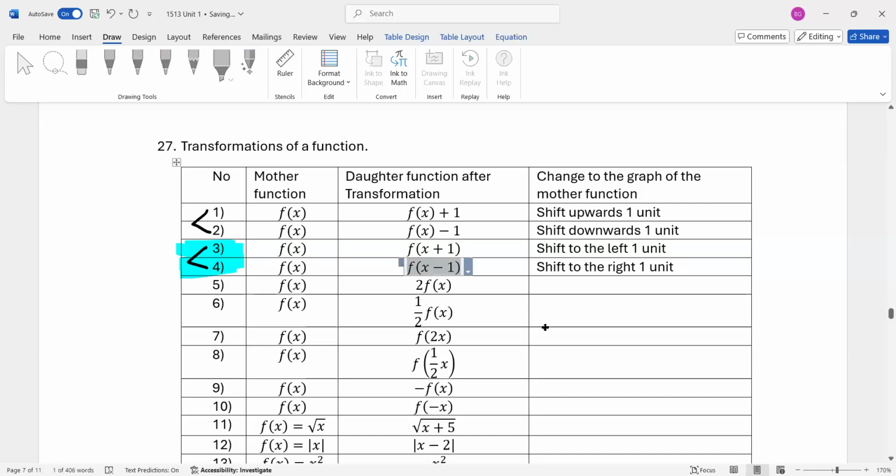X minus 1 is the input, right? So in order for that input to produce the same output, x has to be 1 unit bigger. The value of x has to be 1 unit bigger in order to have the same input as the mother function, right? All the values of x have to be 1 unit bigger. So the graph of the mother function shifted to the right 1 unit.